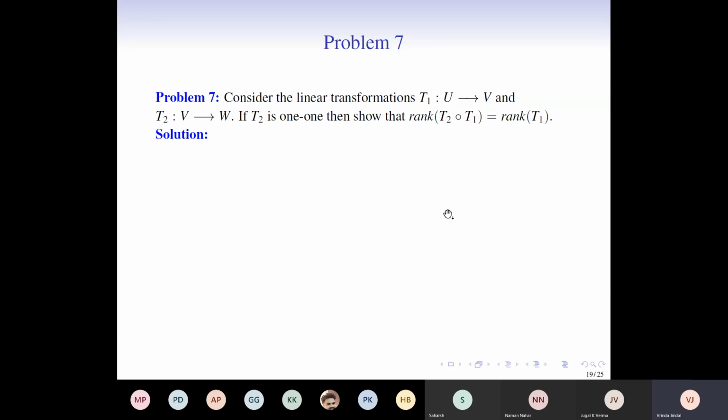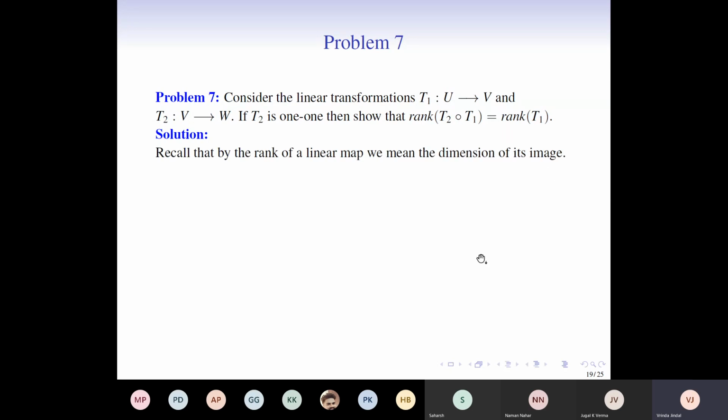Okay, so move on to problem number 7. This is the last problem in the tutorial section, and next will be practice problems. This is a nice problem, and what it asks us to prove is this: we have a linear transformation T1 from the vector space U to V, and we have another linear transformation T2 from vector space V to W. What do we have to prove? That if T2 is one-one, then rank of T2 T1 is the same as rank of T1.